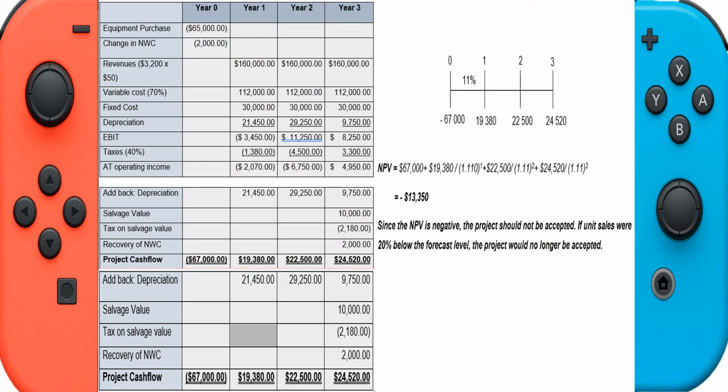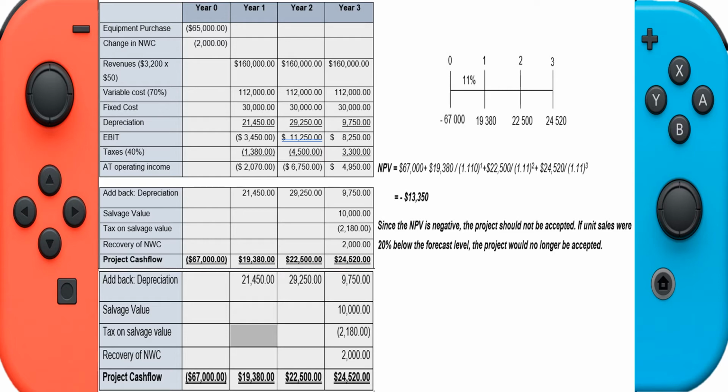Greetings, trainers! Net present value or NPV is a method used to determine the current value of all future cash flows generated by a project, including the initial capital investment. It is widely used in capital budgeting and investment planning to analyze the profitability of a projected investment or project. To calculate NPV, you add and subtract present values. Add each present value you receive and subtract each present value you pay. As given, $67,000 is the initial capital investment, followed by $19,380, $22,500, and $24,520 for years 1, 2, and 3's project cash flows respectively.